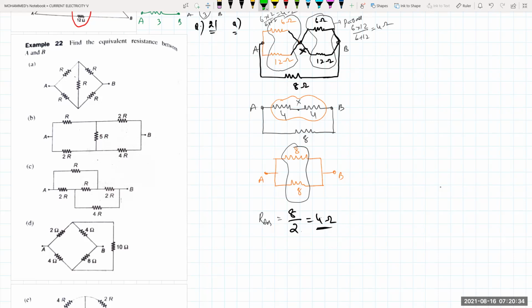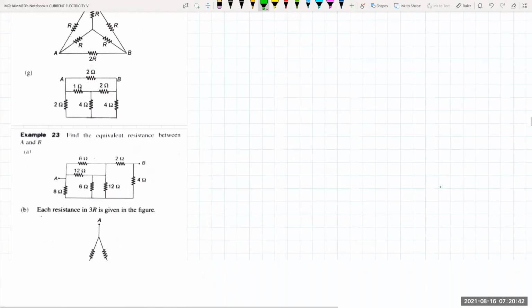The next one, number C. How many resistors are there? 1, 2, 3, 4, 5. So we need to check whether it forms a Wheatstone bridge or not.